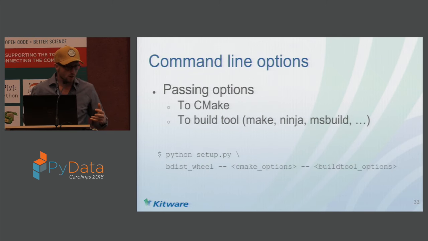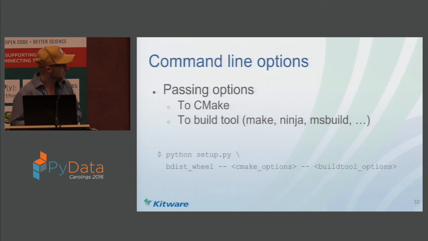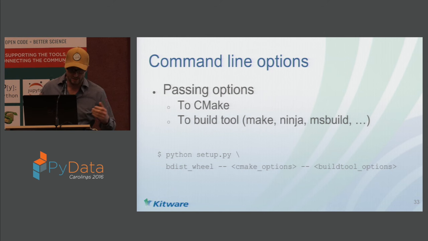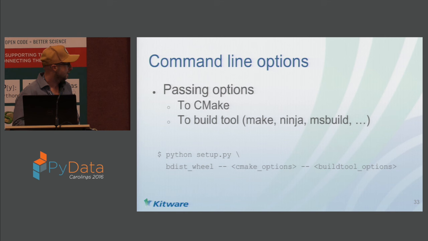And then you can also, from the command line, if you're experimenting or building on a continuous integration platform, specify a CMake option, and you can also propagate down a build tool option like -j8 if you use make. And that's what the command line will look like.